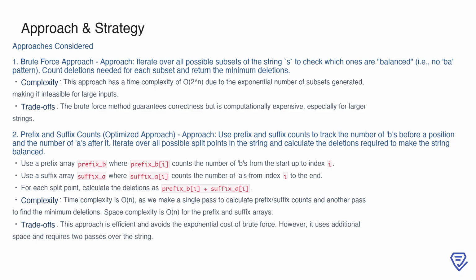Next, we explored an optimized approach using prefix and suffix counts. Here, we track the number of B's before each position and the number of A's after it. By iterating through all potential split points, we can calculate the deletions needed to make the string balanced. Specifically, we use a prefix array to count B's up to a given index and a suffix array to count A's from that index onward. The deletions for a split point are simply the sum of these values. This approach achieves a time complexity of O(n) and space complexity of O(n), making it significantly more efficient than brute force, though it does require extra space for the arrays.